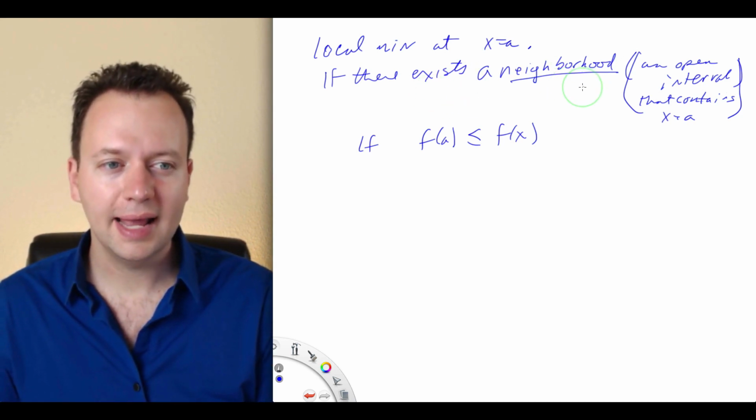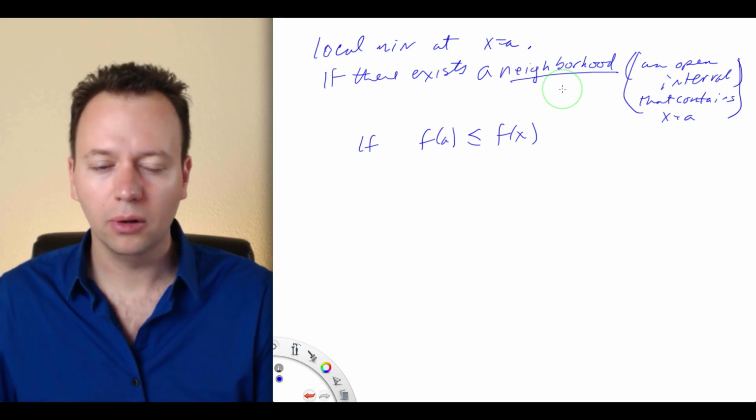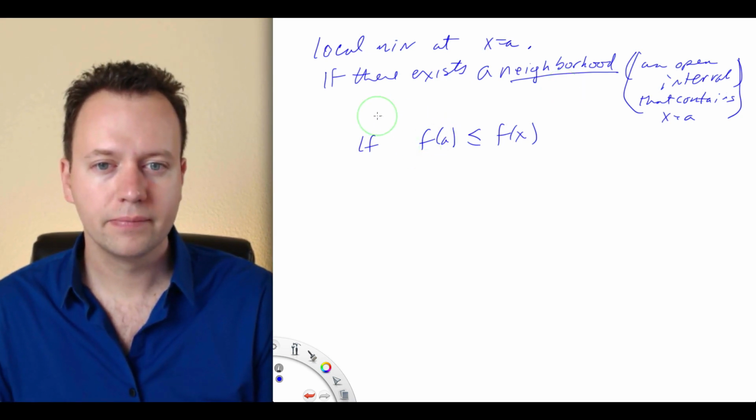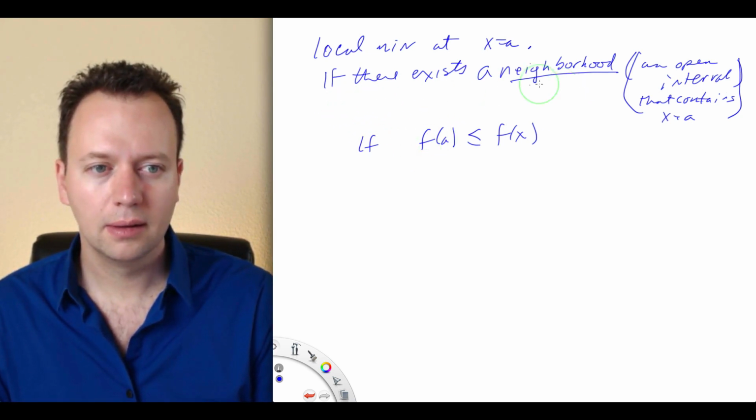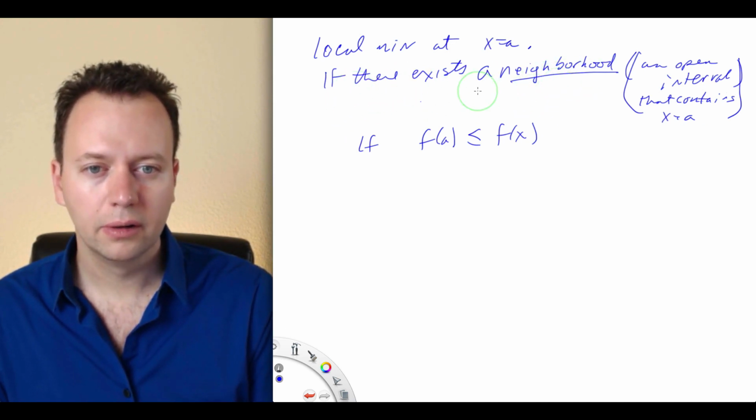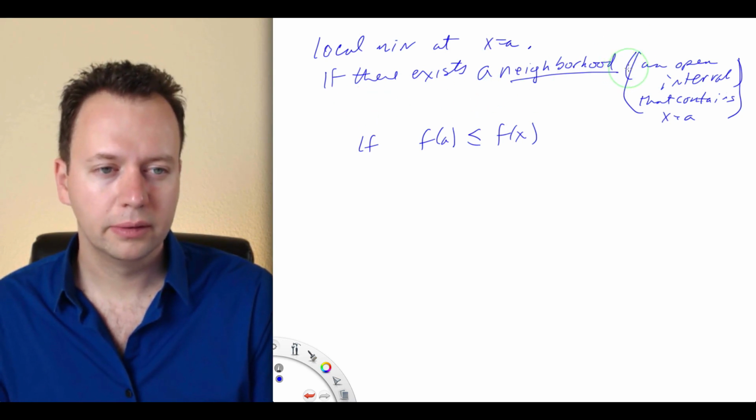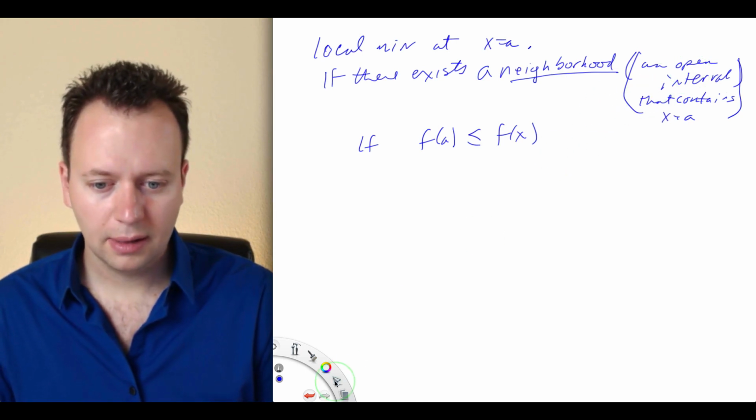So if there exists a neighborhood, and that just means an open interval, and let's give this a name. So if there exists a neighborhood, which we'll call U, I kind of put this here. Let me move that.